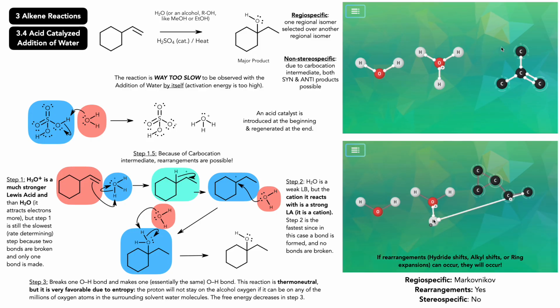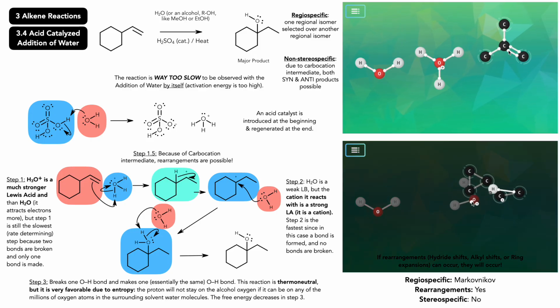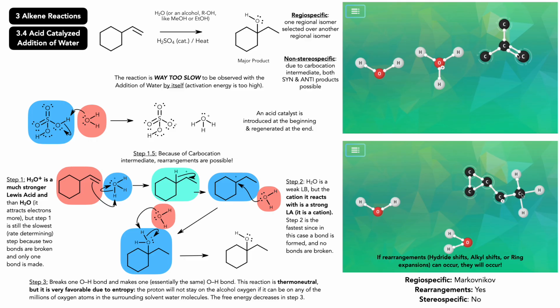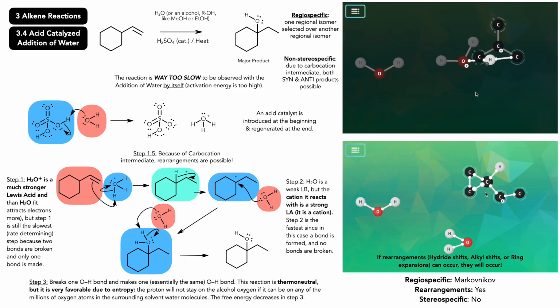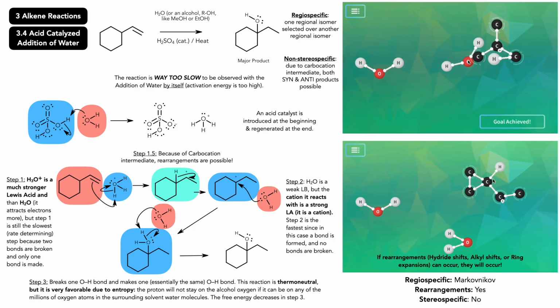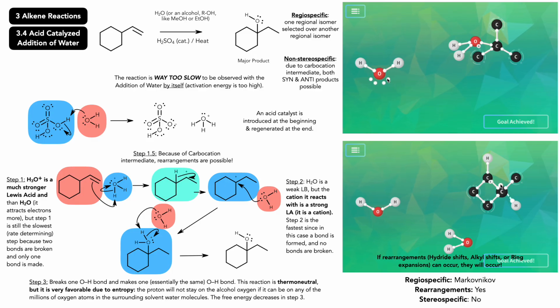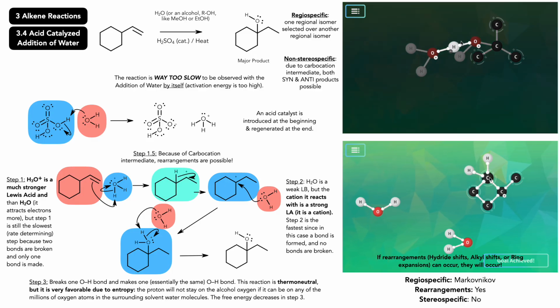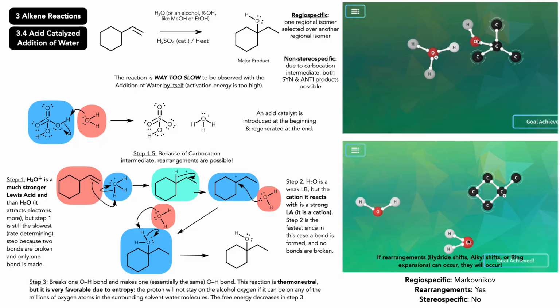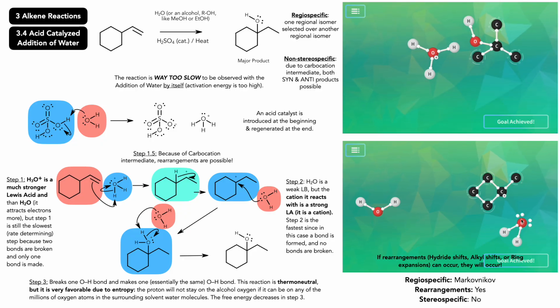Adding water or an alcohol directly to an alkene in order to generate an alcohol or an ether is too slow on its own to be observed. But in the presence of an acid catalyst, a strong acid, hydration will most definitely occur. The mechanism goes like this. The protonation of the alkene occurs first, and we generate a carbocation intermediate. It is then followed with either water or an alcohol attacking, and then we deprotonate that water or alcohol in order to regenerate the acid catalyst.